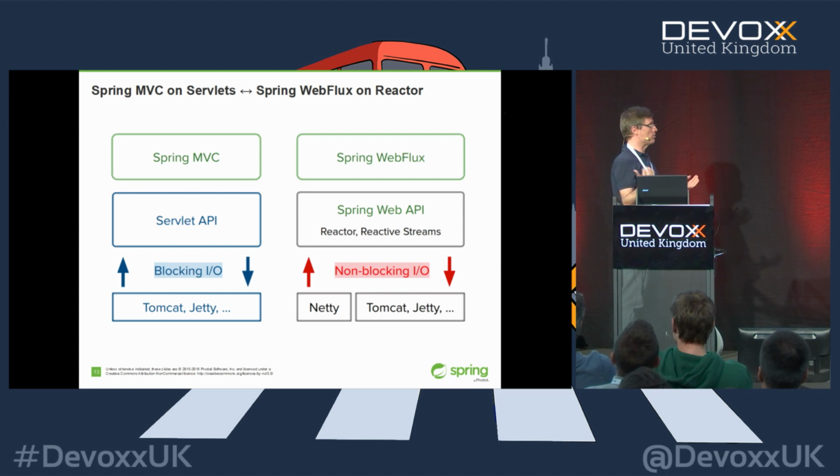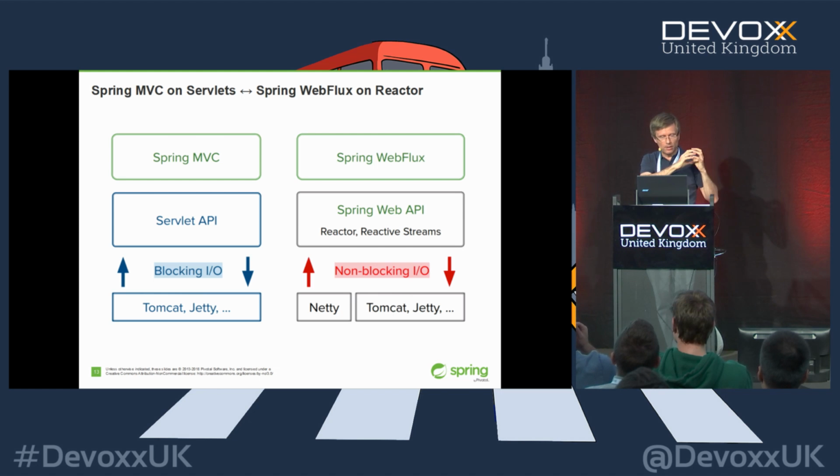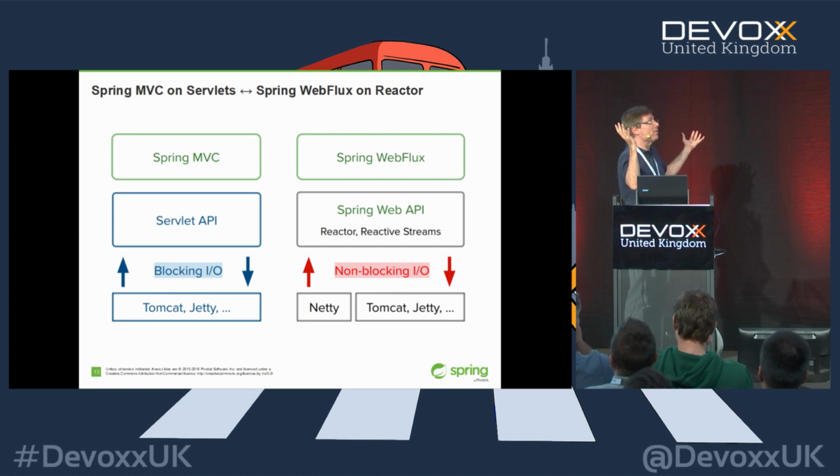The servlet model: a request comes in, you basically own the request. You get a thread assigned to the request. We dispatch to your code. You own the request at that point. You own the thread at that point.